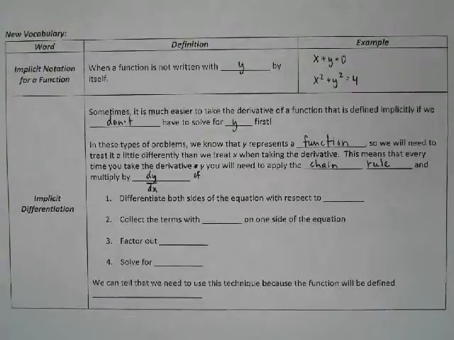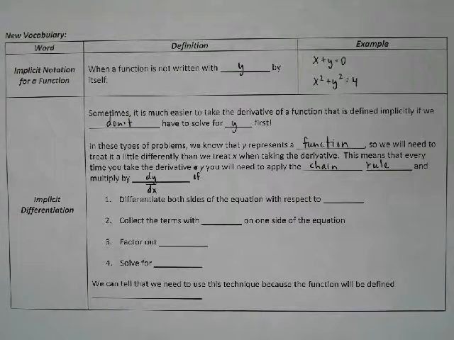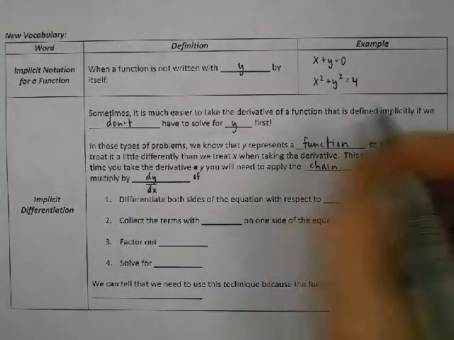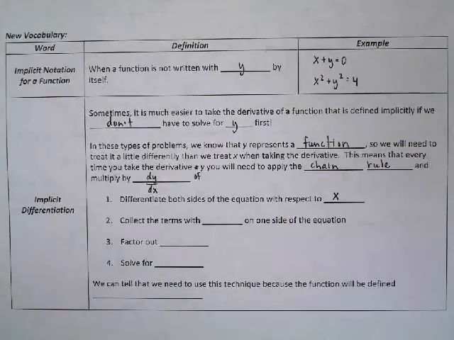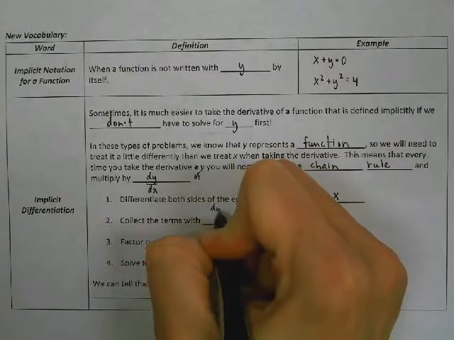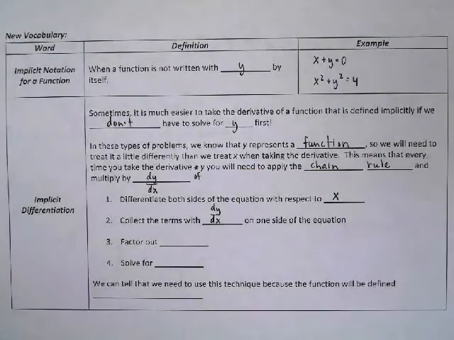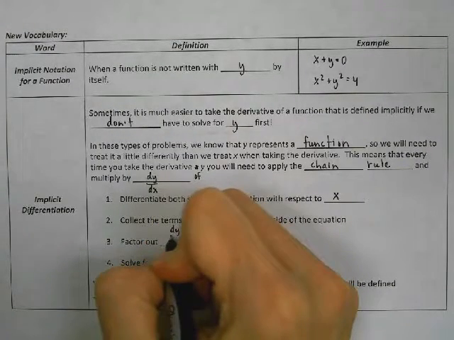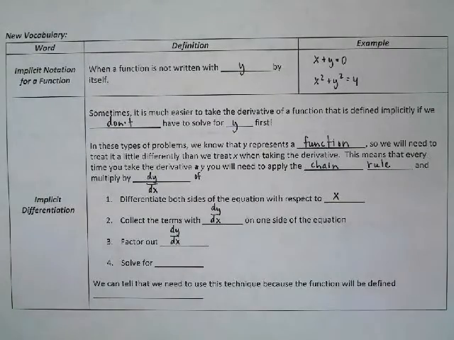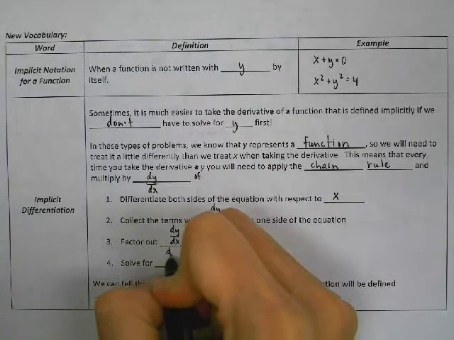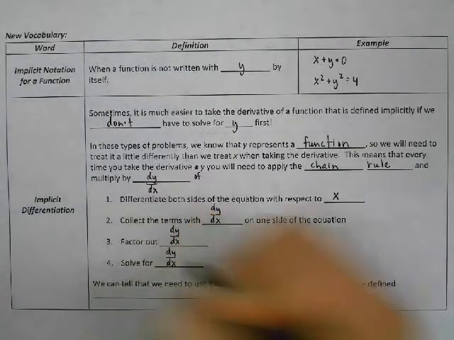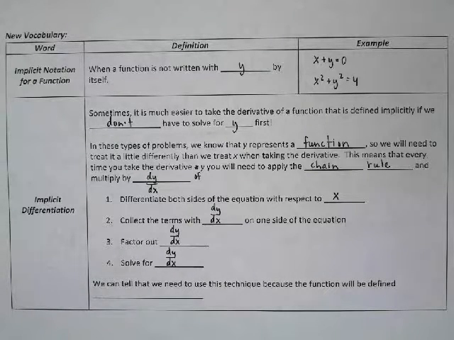So here are the steps for how we're going to implicitly differentiate functions. So the first thing we're going to do is differentiate both sides of the equation with respect to x. Then we're going to collect all the terms with dy dx on one side of the equation. We're going to factor out the dy dx, and we're going to solve for dy dx so that we end up with a derivative of y with respect to x.